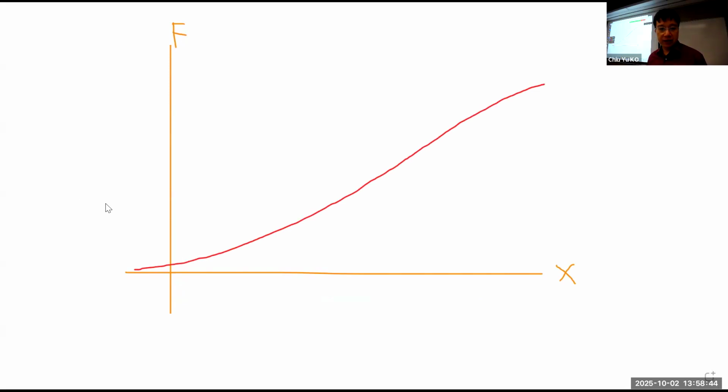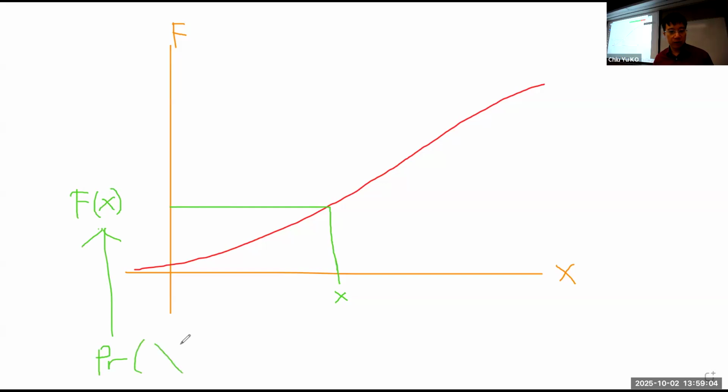So what it means is, if you pick a particular value x, you go up and go left, right? This value is called F of x. That means the probability, right? This is the probability that the random variable is less than or equal to a particular number, small x. x is some number like 10, 11, or 5, just some number, right? So this F is: you give me a number, I give you the probability.